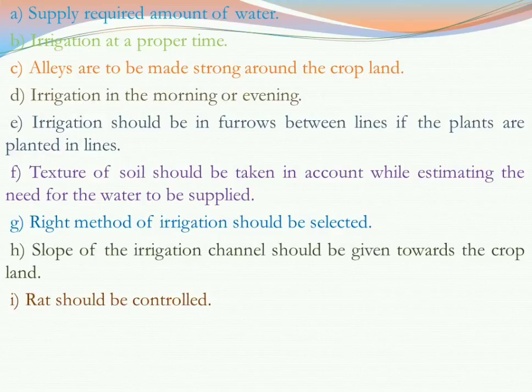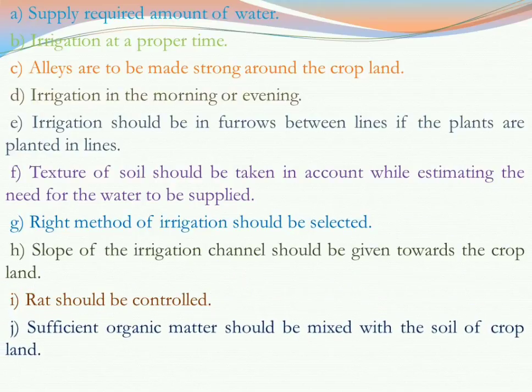Rats should be controlled if you can. It is very effective for the crops, because rats not only make holes in the alleys, they also destroy the crops. So if it is possible, rats should be controlled in the crop field. And last but not least, sufficient organic matter should be mixed with the soil of the crop plant. That should increase the effectiveness of irrigation.